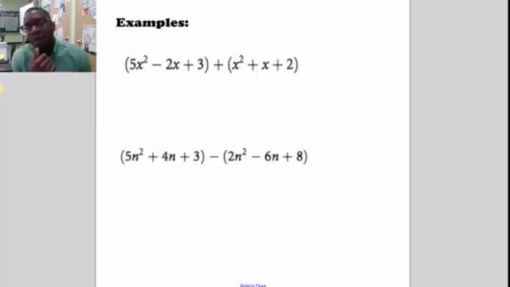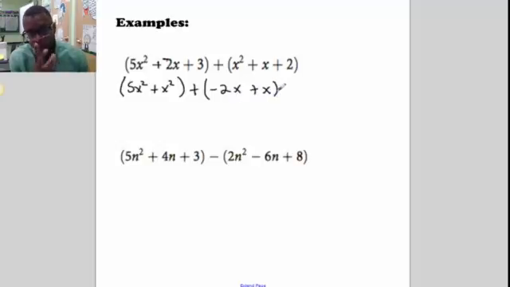Okay? Now, let's actually look at adding and subtracting polynomials. So with adding polynomials, it's very simple. All you do is you group your like terms together, and then you simplify by adding or subtracting their coefficients. So in this example, 5x squared and x squared are like terms. I'm going to group those two together. Now, negative 2x, remember, this is the same thing as plus minus 2x, right? So this would be negative 2x plus x. I'm going to group those two because those are like terms.